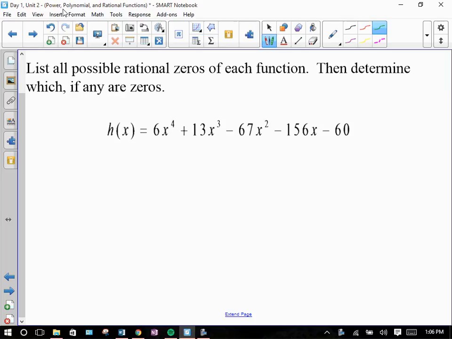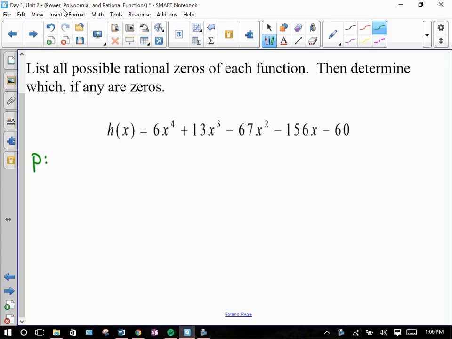So the first thing we want to do, before anything else, is find the possible rational zeros of each function. So the first thing we need to do is find the factors of the constant, which is negative 60, and the factors of 6, which is our leading coefficient.